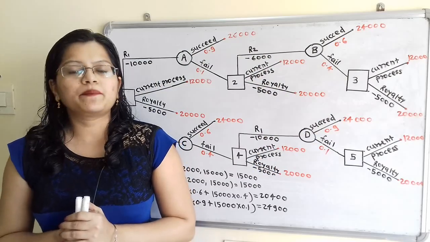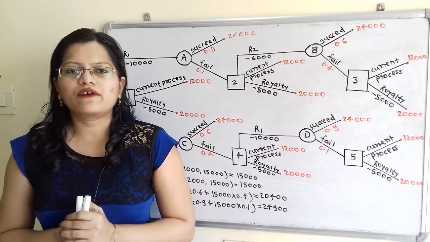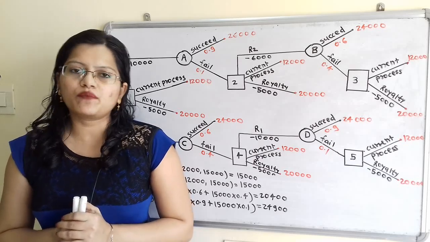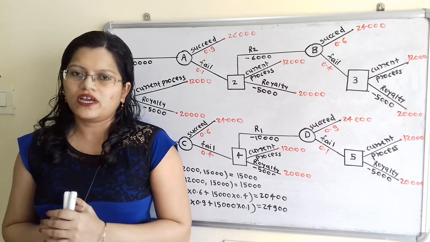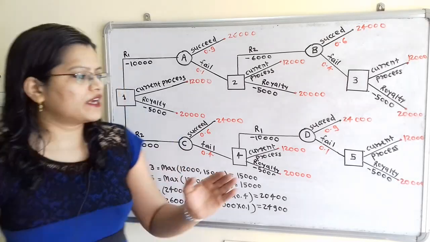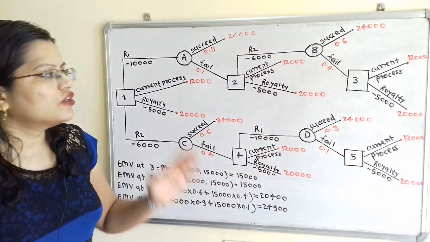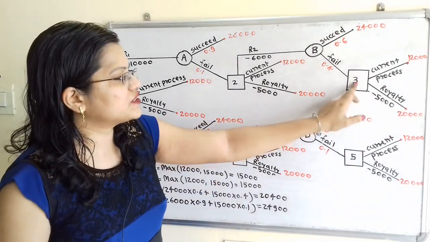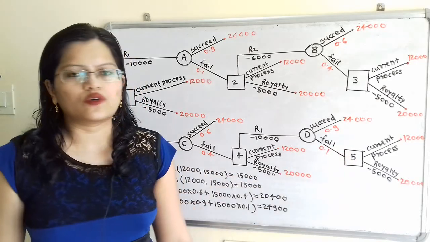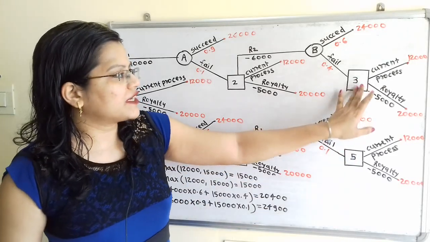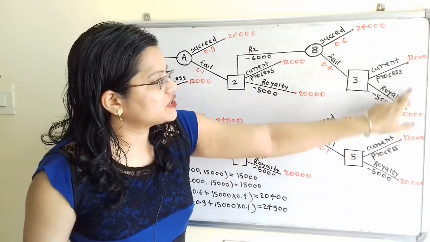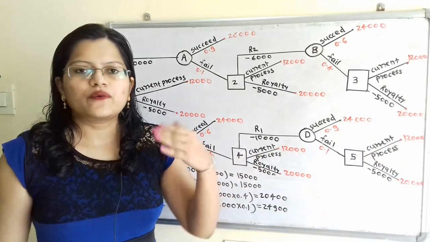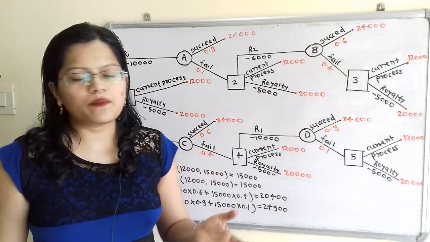Now to select the best option, we have to calculate the expected monetary value at each node, and these values are calculated from the right hand side. So we will first calculate the expected monetary value at this decision node 3 and decision node 5. So how to calculate this? These outcomes are mentioned as profit, so we have to select for the maximum profit.